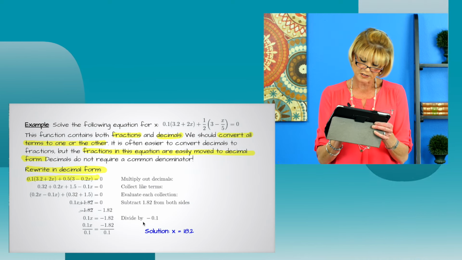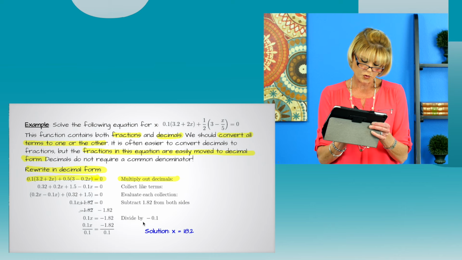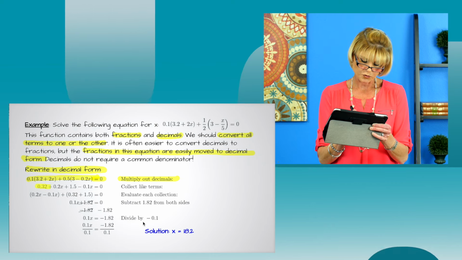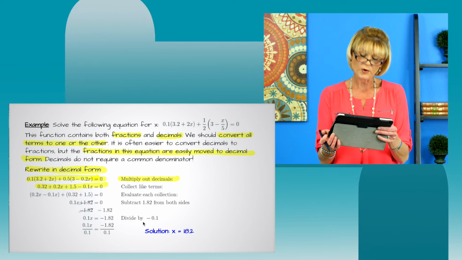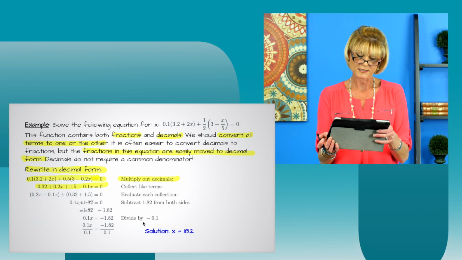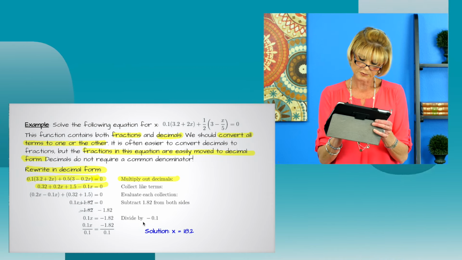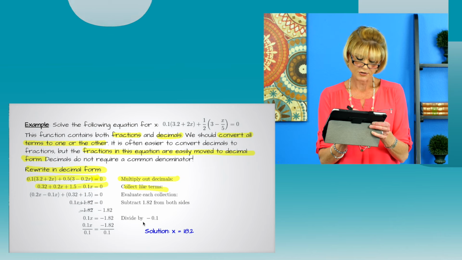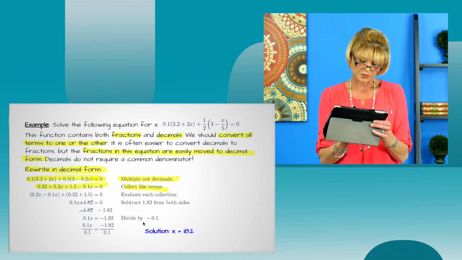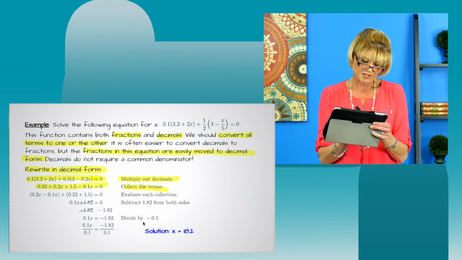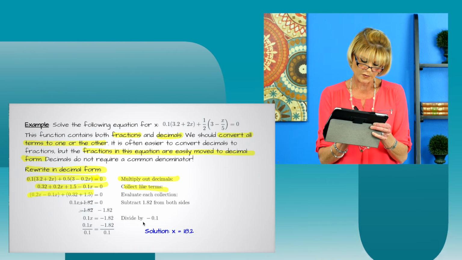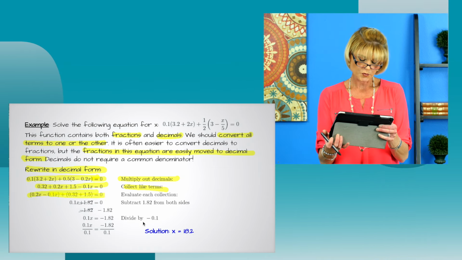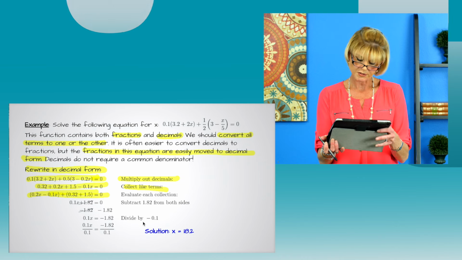Then we just multiply out the decimals. We get 0.32 plus 0.2x plus 1.5 minus 0.1x equals 0. Collect like terms, all our x's together and all our numbers without variables together. We get 0.2x minus 0.1x plus 0.32 plus 1.5 equals 0.